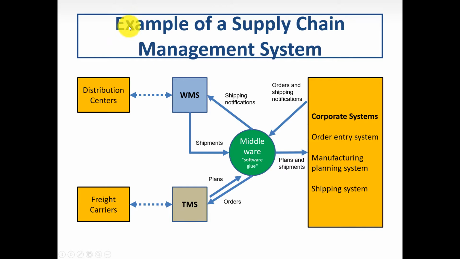Okay, so an example of a supply chain management system is represented by this drawing here, and you can see once again we have a warehouse management system and a transportation management system that are in communication with distribution centers and freight carriers. These are external companies. And then you have a series of communication, very specific, like plans, orders, shipments. These are documents, but of course these are digital documents.